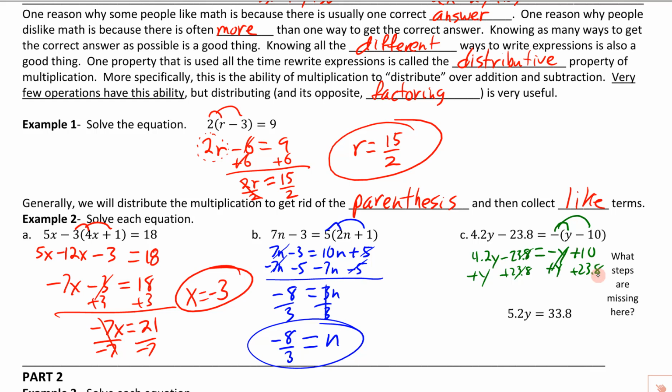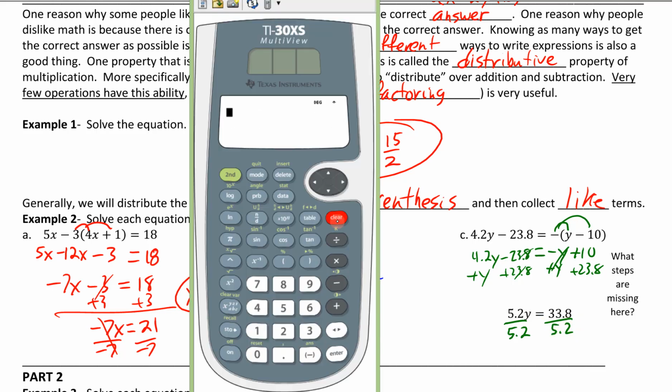So those were the missing steps, the distributing and then collecting the variables on one side and the constants on the other. So the only thing we need to do to finish this off is just divide both sides by 5.2. So divide by 5.2. I'm going to grab that calculator, clear this off. We've got 33.8, and we are going to divide by 5.2. And let's see what it gets. Hopefully it's a nice answer. Yep, 6.5. So we don't have any rounding to do or anything like that.